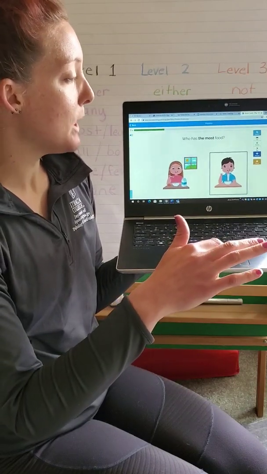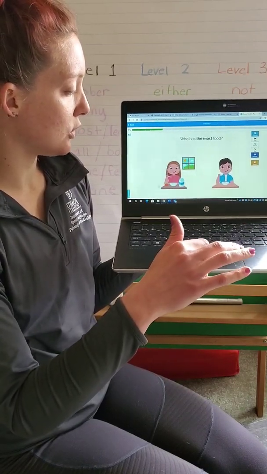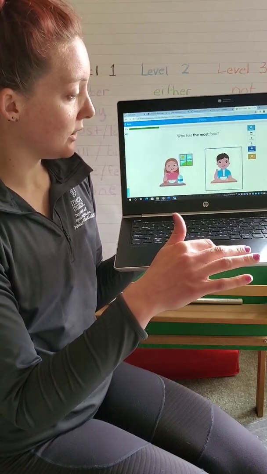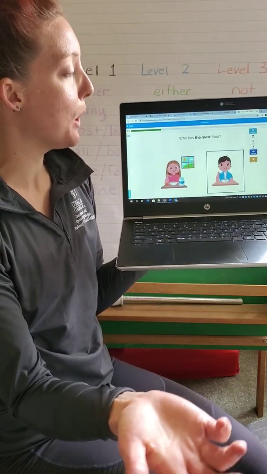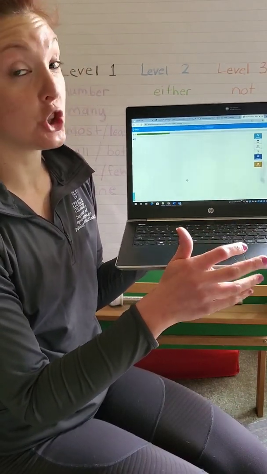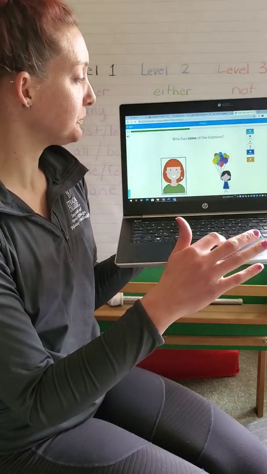Who has the most food? So this girl has an apple, cereal, milk. This boy has just cereal. So who has the most food? It would be the girl, or she has the most food.